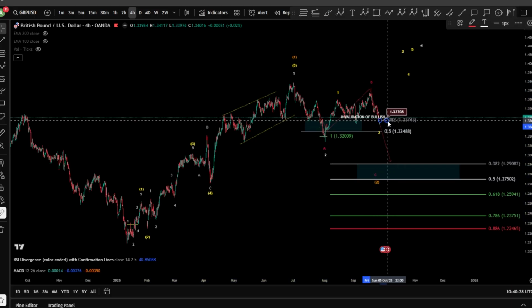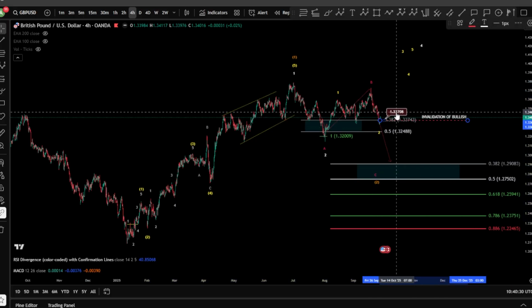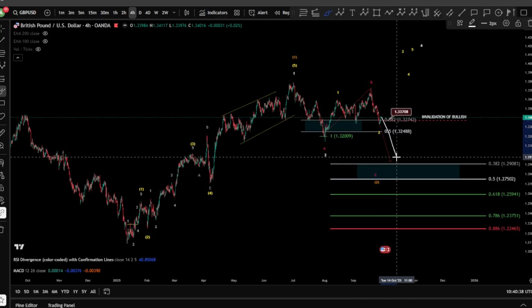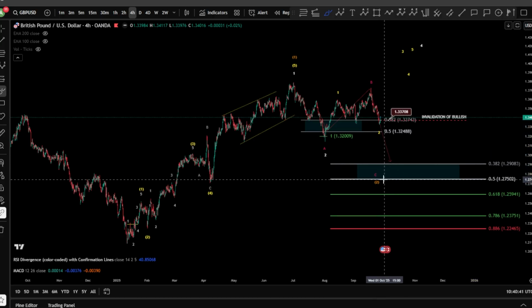To make sure that we are in this scenario, we need to take the 1.33 on Monday, or after Monday, of course. If we take it and we see a further downside, definitely we are looking for this target.